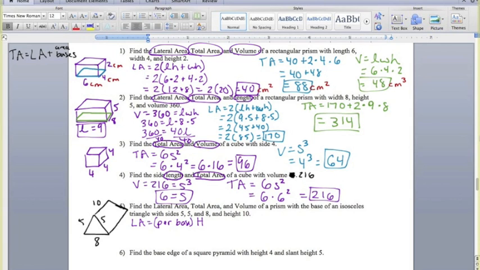What do you think per of base means? Perimeter. Okay? The per of the base is the perimeter of the base. So perimeter, we learned in the last chapter, means add up around all the edges. So the perimeter of this triangle is 18. And the height of the figure is 10. So our lateral area is 180.